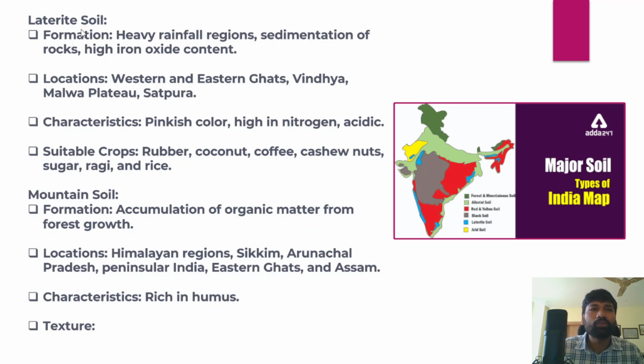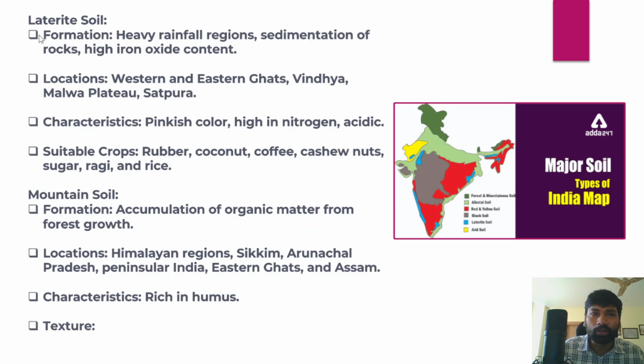When we talk about these laterite soils, they are formed in areas where there is heavy rainfall, for example, the areas near the equator. Where there is heavy rainfall, sedimentation of rocks and high iron oxide content, this is where the laterite soils are formed.